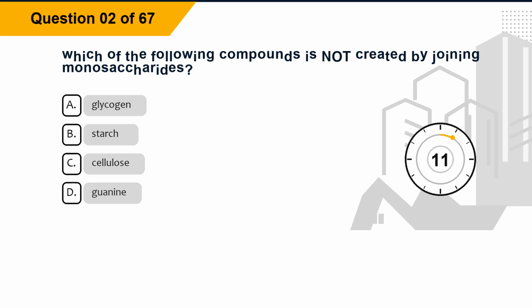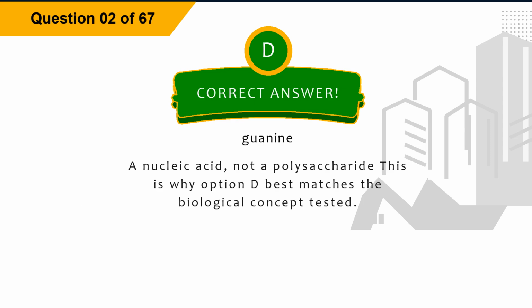Question 2. Which of the following compounds is not created by joining monosaccharides? Option A, glycogen. Option B, starch. Option C, cellulose. Option D, guanine. The correct answer is option D, guanine. Explanation. A nucleic acid, not a polysaccharide. This is why option D best matches the biological concept tested.